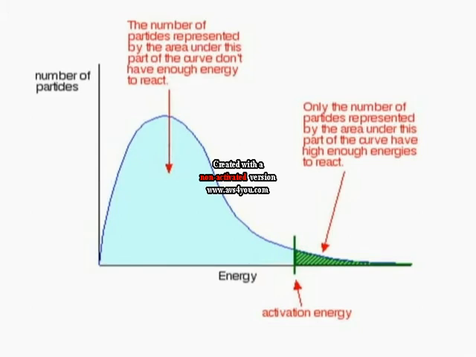As you can see in the graph, the blue part represents the number of particles which do not have enough energy to react. The green represents the particles which do. As you can see, the green part of the graph is much less compared to the blue. Only the particles represented by the area to the right of the activation energy will react when they collide.